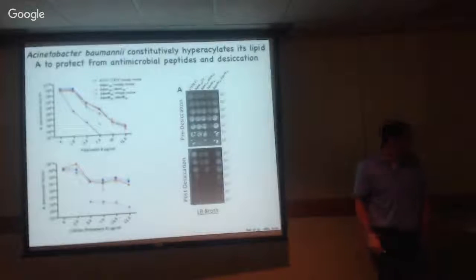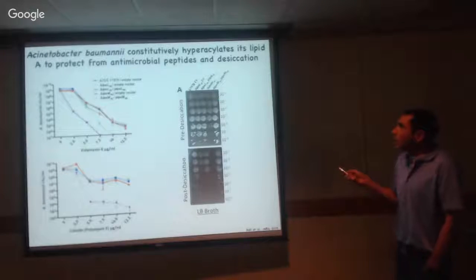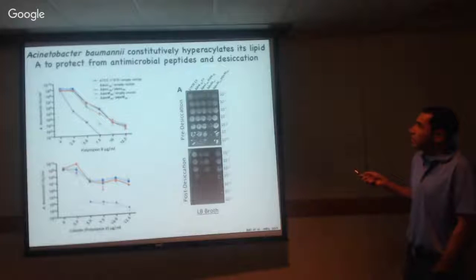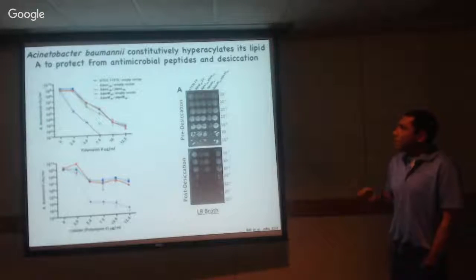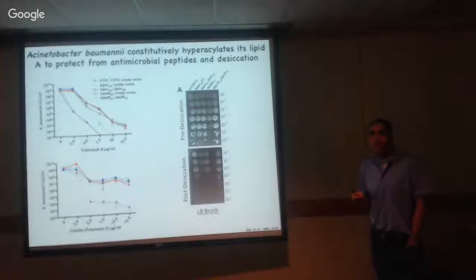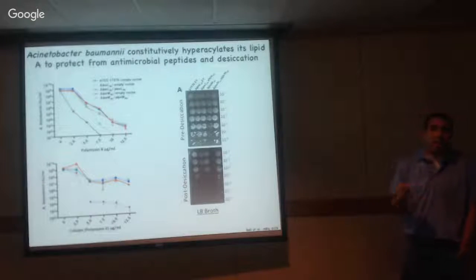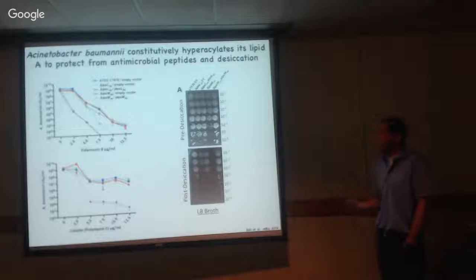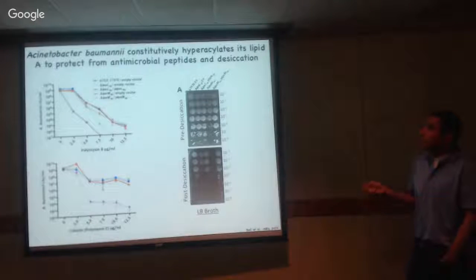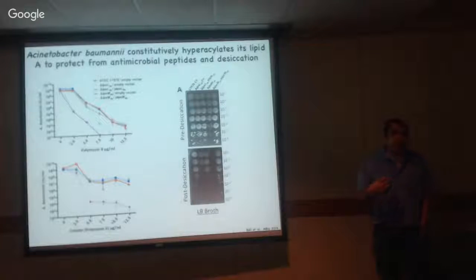Additionally, we did a desiccation assay where we took a number of our strains, including the LPXL mutant, and what we did for these assays was we stuck an equal number of cells on polystyrene for 48 hours. We then resuspended the cells in LB and looked to see which cells were still viable or could still grow. And as you can see, after desiccation, the LPXL mutant could not grow, or we could not recover any viable colonies, suggesting that this hyperacylation of lipid A protects from antimicrobial peptides and desiccation.